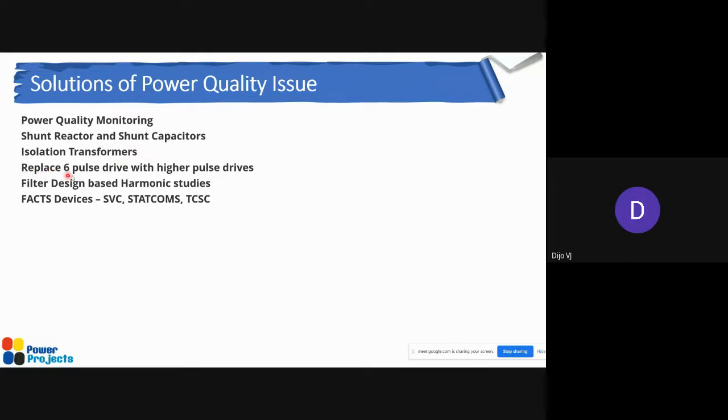And drives: wherever power electronics drives use 6 pulse, they will inject more harmonics into the system. That can be changed to a higher pulse system, 12 pulse or 18 pulse, with maybe a 3 winding transformer, 4 winding transformer, etc. You can go for higher pulse drives, and that can reduce the overall injection of harmonics into the system.